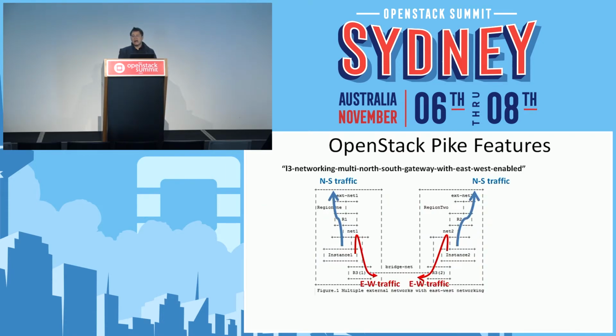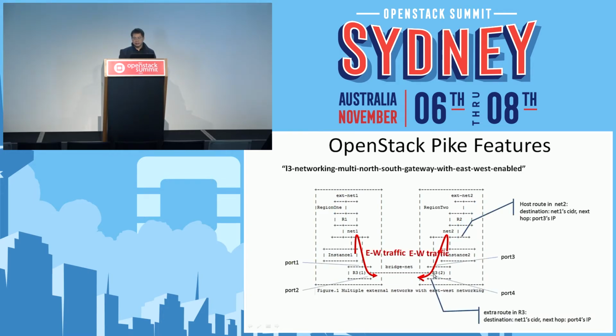So after we create such a topology, the traffic is like this. North-south traffic goes from the instance to net 1, R1, and the external network, or from instance 2 to net 2, R2, and external net 2. But for east-west traffic, the instance traffic will go to net 1 and R3-1, and the R3-1 line to R3-2. Inside, the configuration is like this. Tricircle will do it automatically.